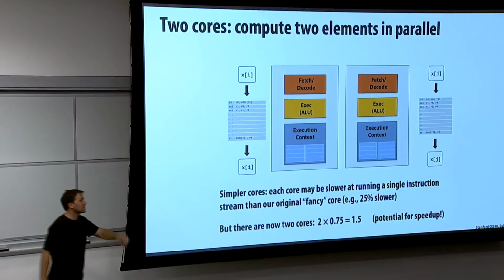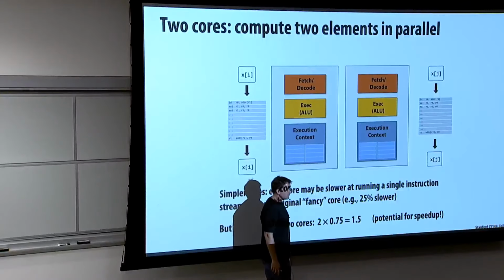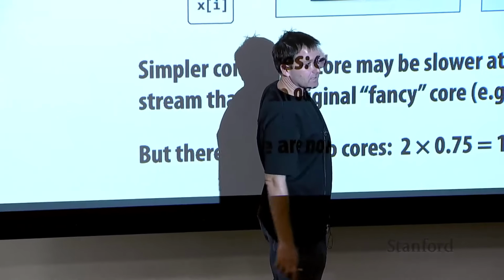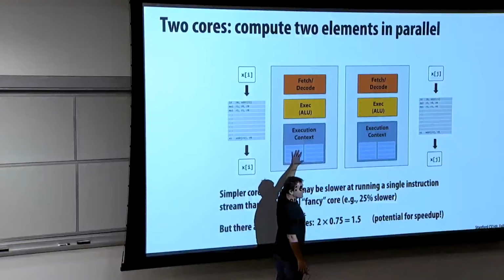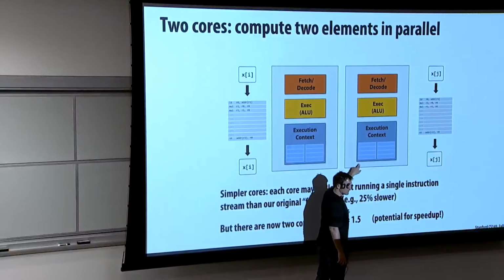Okay, I see some questions. Yes? Could you talk about the execution context? Like, have you duplicated the registers here? We just duplicated everything. We duplicated the hardware for executing instructions. We duplicated the registers. There's an R0, R1, R2 here. There's an R0, R1, R2 here.